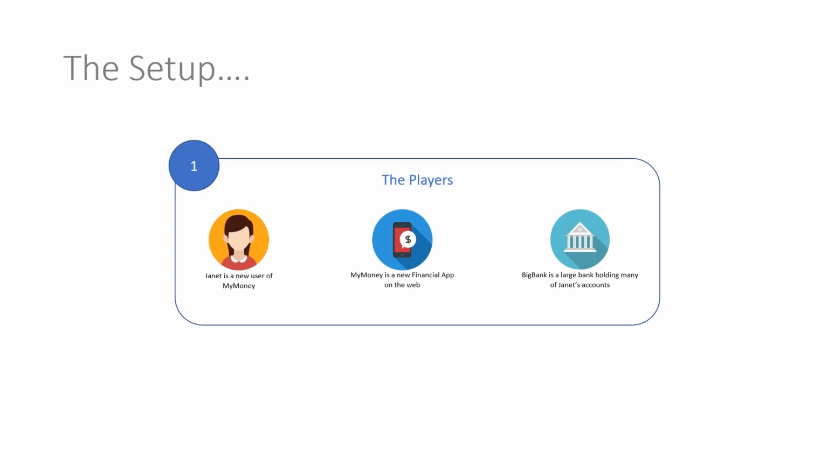So let's start with screen scraping, and here's the setup. Our players in this little enactment: Janet is a new user of My Money. My Money is just the hottest, most viral application on the internet today, and it's a financial app. And Big Bank is the bank that Janet does her banking with, and it holds most of her accounts.